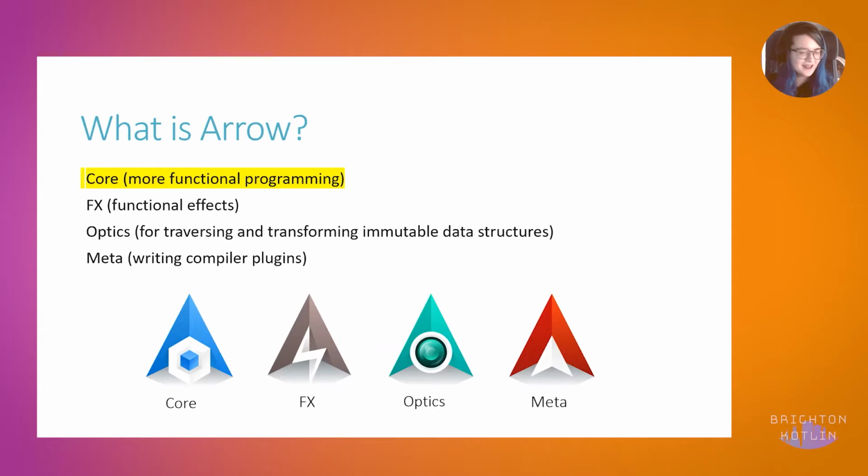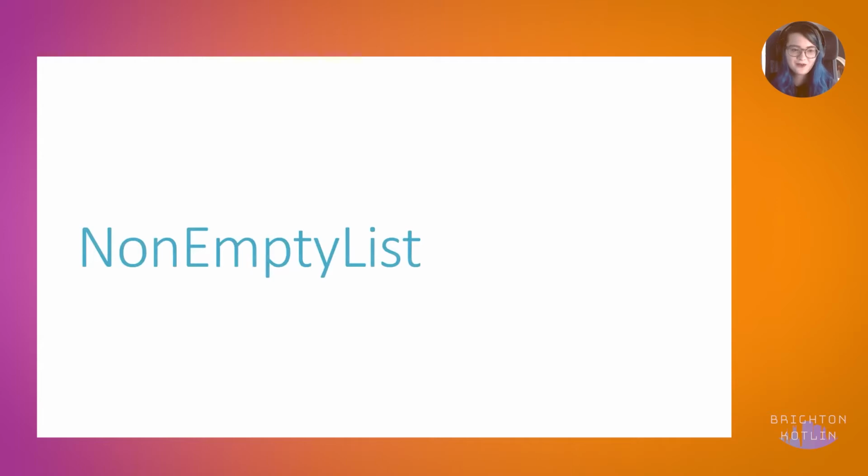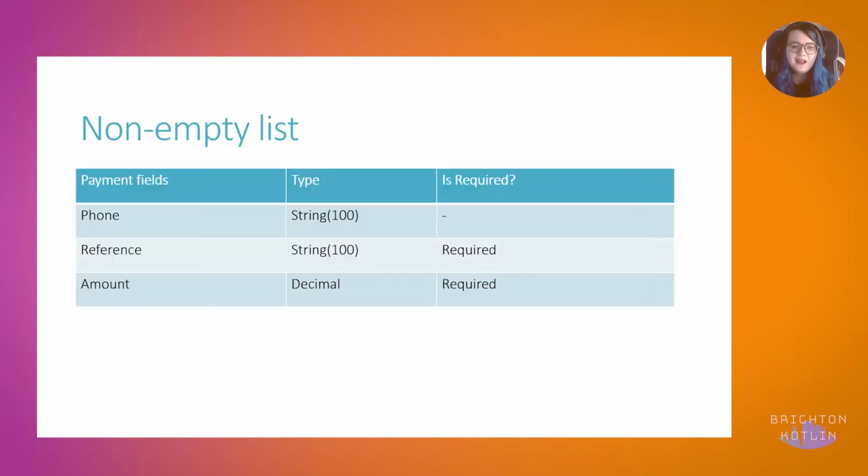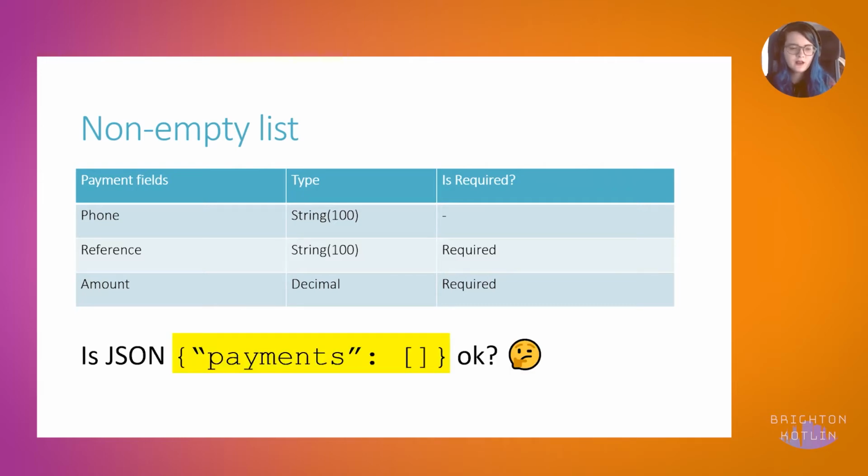So let's take a look at what we have in Arrow core. Let's start with NonEmptyList. Imagine we are going to build a shop. Like every single shop, we accept some kind of payments. Payments are described as follows. It's an array of various fields which are partially required and partially not. But my question is, if we get a JSON with payments as an empty array, is that okay?